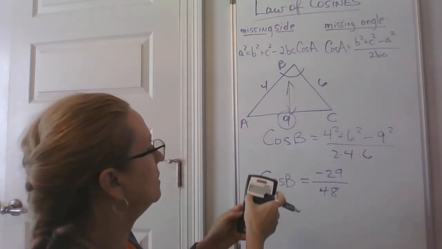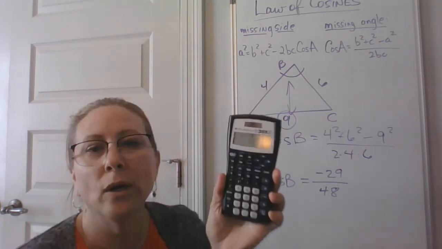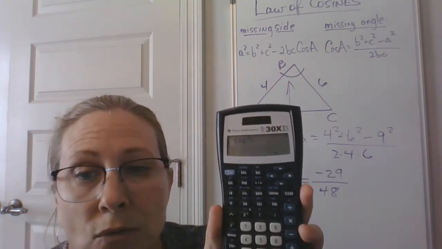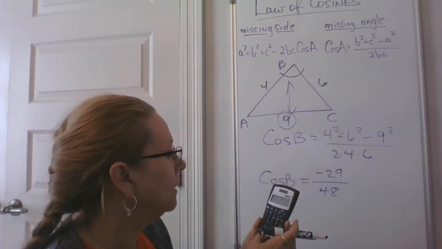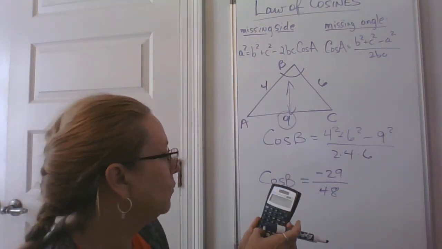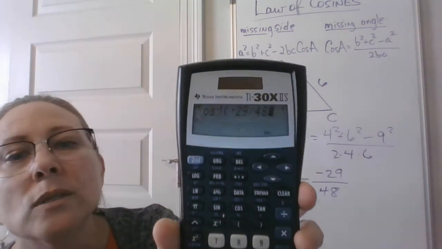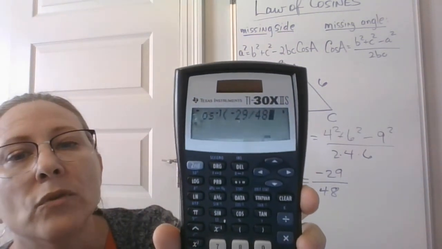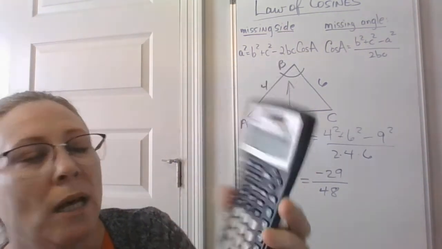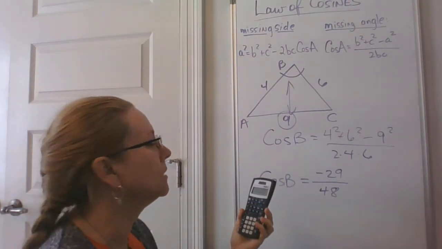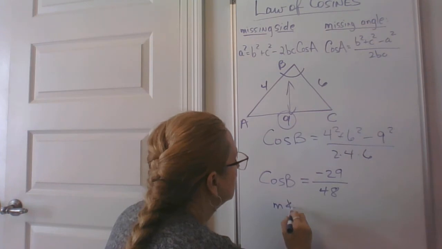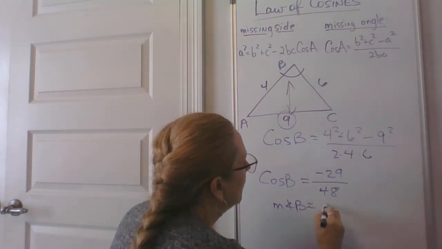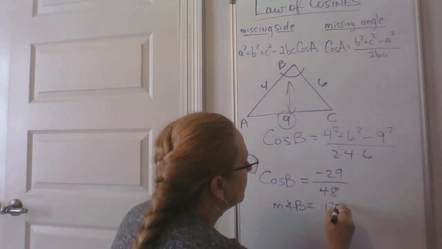Now, second, cosine. Remember, this is an inverse function because we're solving for an angle. And then we just put negative 29 divided by 48. So cosine inverse of negative 29 divided by 48 equals, and now we've got the correct angle for B. Measure of angle B is 127.